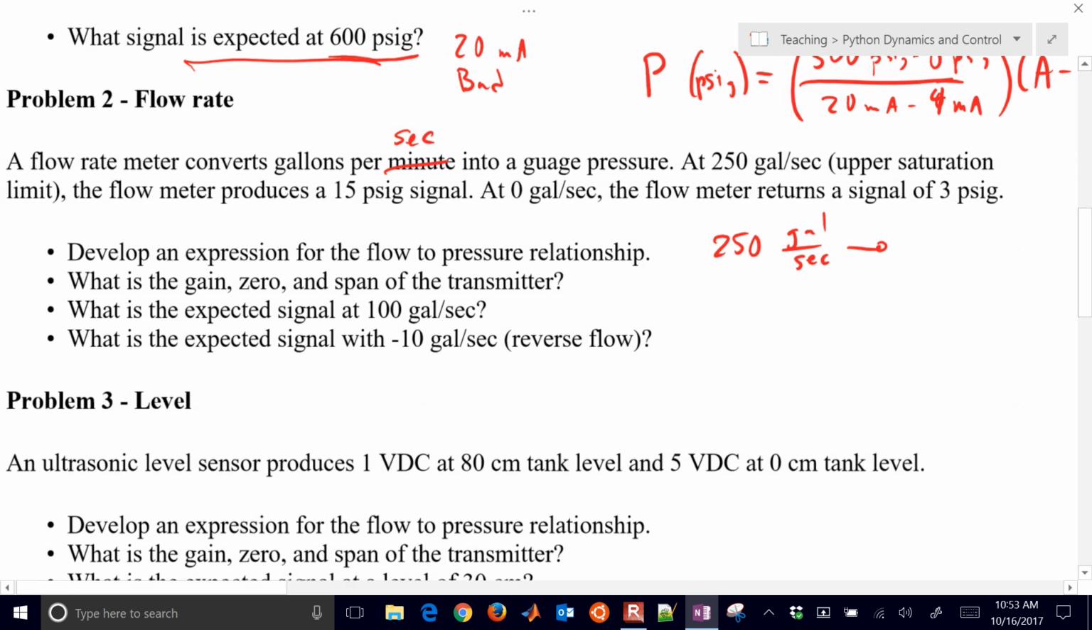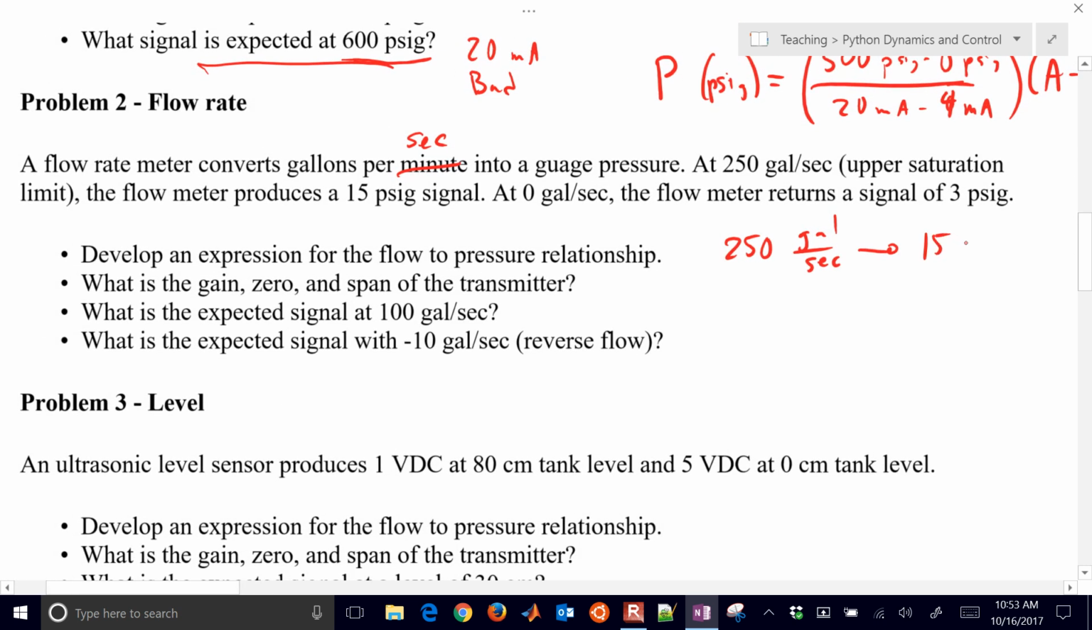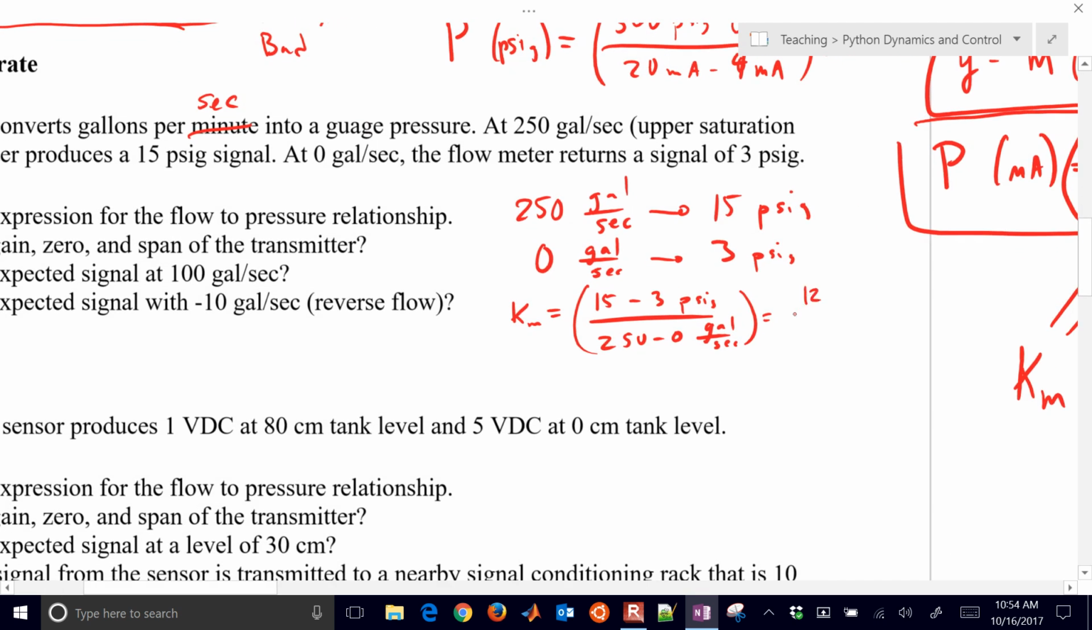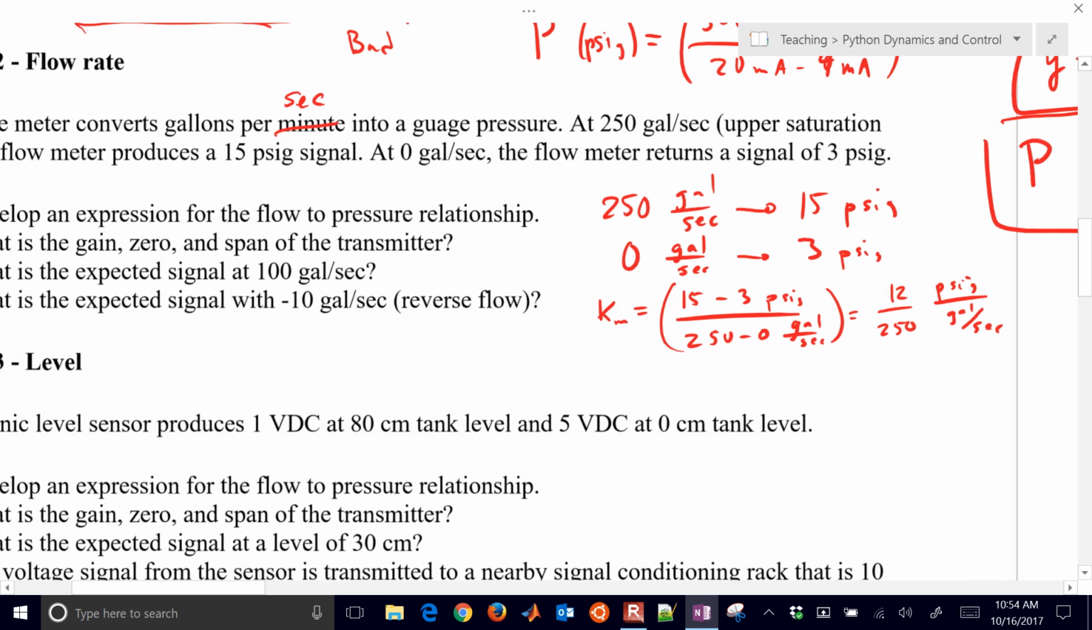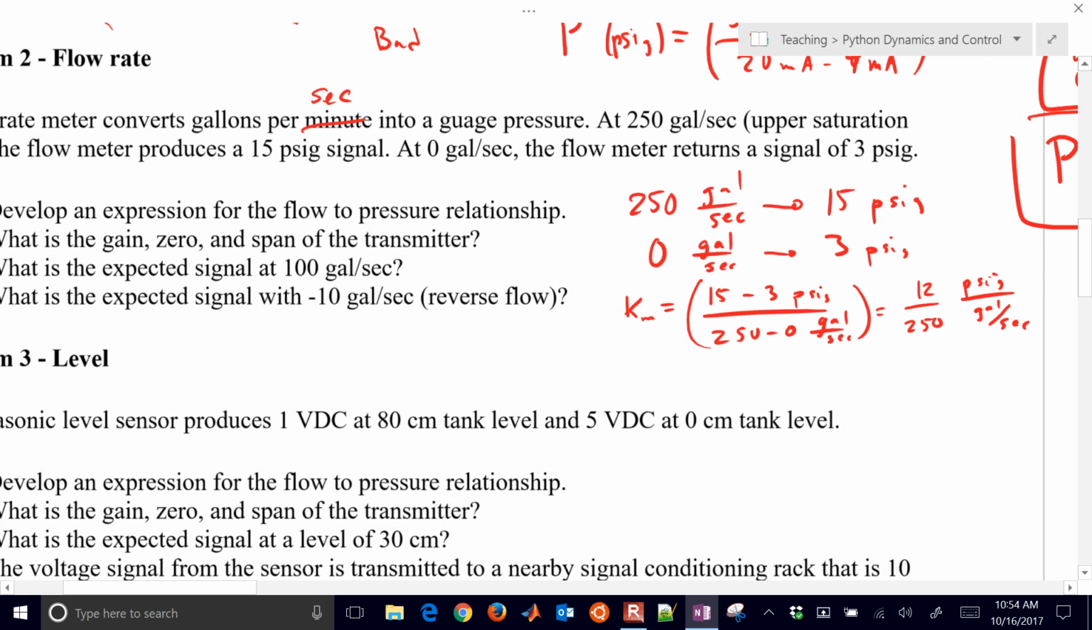Okay, let's go back to this one, 250 gallons per second. And this one's going to give a 15 psig signal. And then our 0 gallons per second, that's going to give a 3 psig. Okay, let's go ahead and calculate our gain. Our Km value is going to be 15 minus 3 psig divided by 250 minus 0 gallons per second. Okay, there's our 12 divided by 250 psig per gallons per second. There's our gain. Our 0 is going to be 0 gallons per second, and our span of the transmitter is 250 minus 0, or we have a range of 250 gallons per second that we can measure.